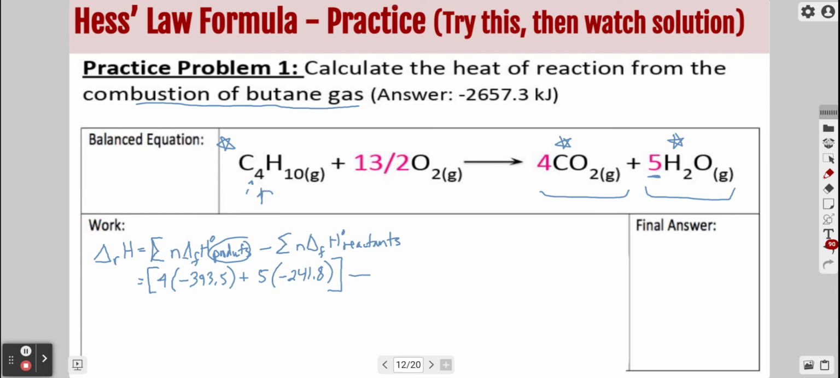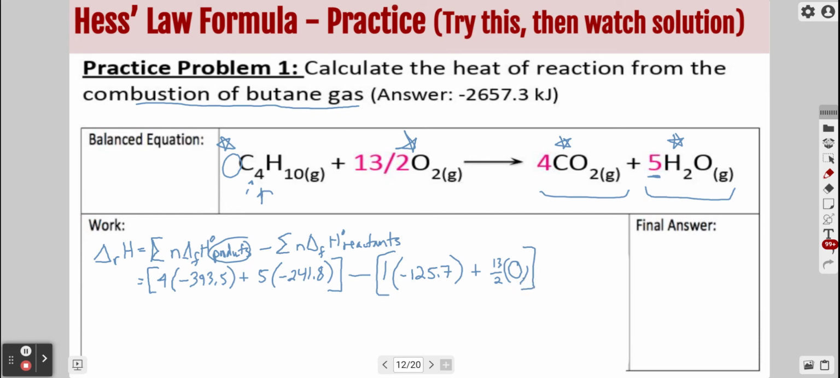And if you find butane on your chart, you will see, well, first off, we only have 1 mole of it. So it's 1 times negative 125.7 kilojoules per mole. And we are going to add our reactants together. The other reactant is oxygen, which we now know is just 0 heat of formation. So it doesn't matter if we have this fraction of 13/2 moles in front of oxygen. It's just going to be 0 for the heat of formation because it's an element.